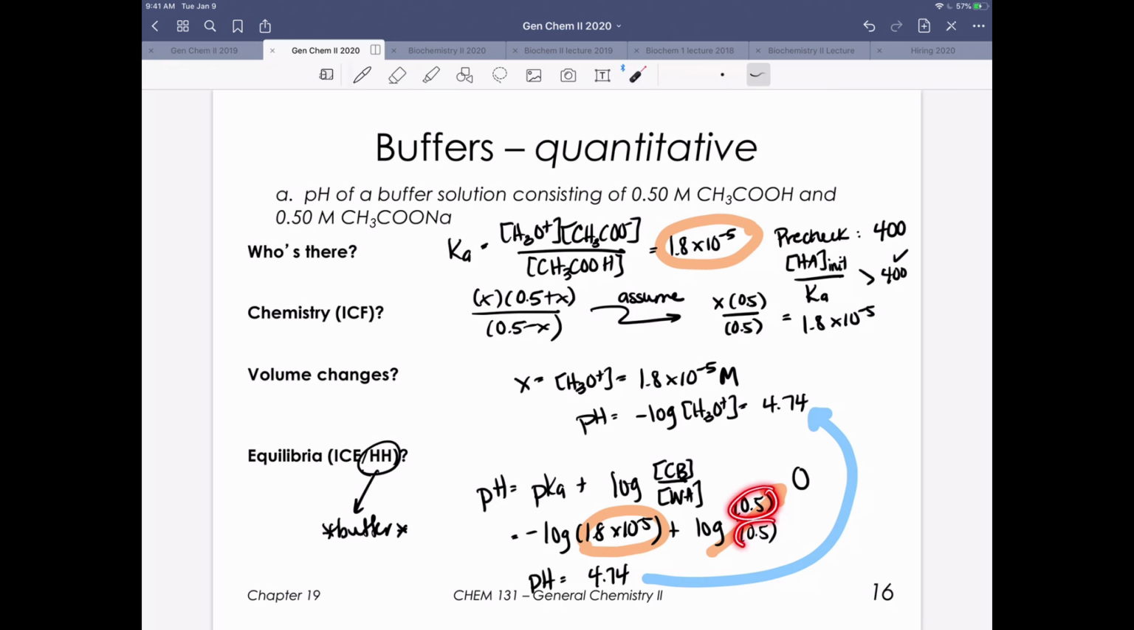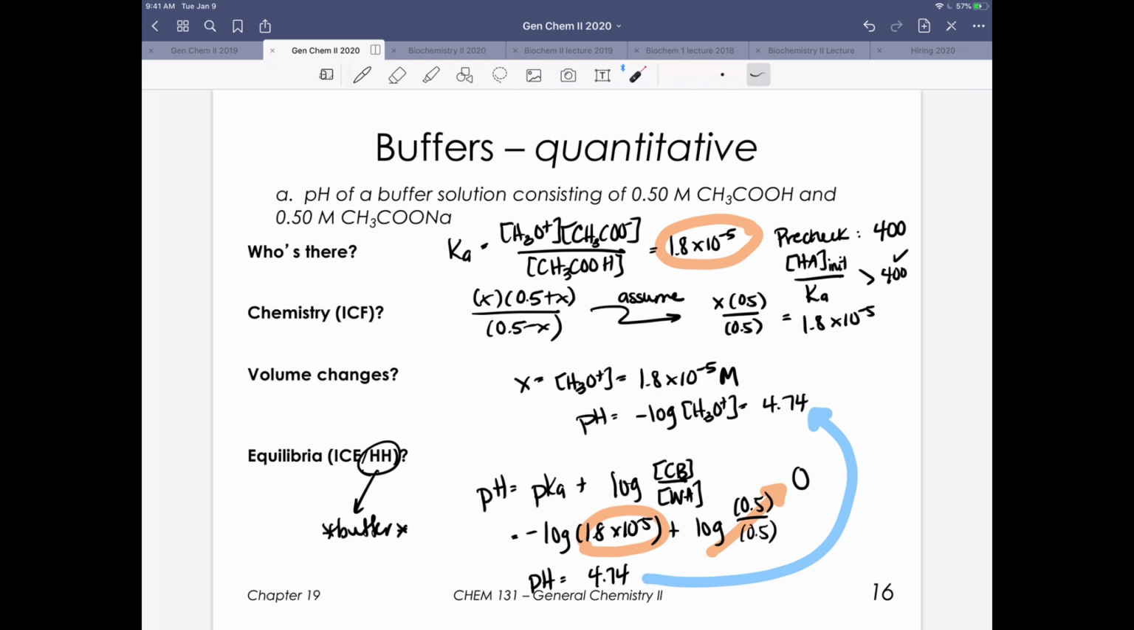Because these were equal, we're going to have the log of 1. The log of 1 is 0. So again, here we see that pH is equal to pKa. In essence, we got to the same answer as going through an ice table.